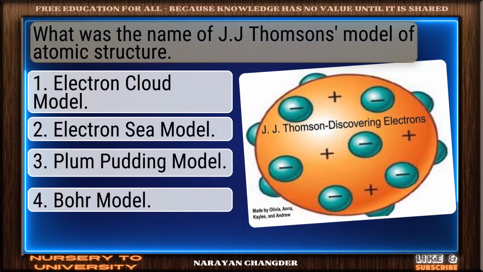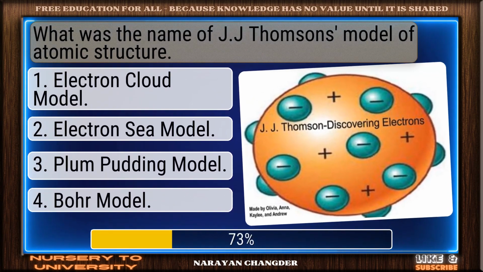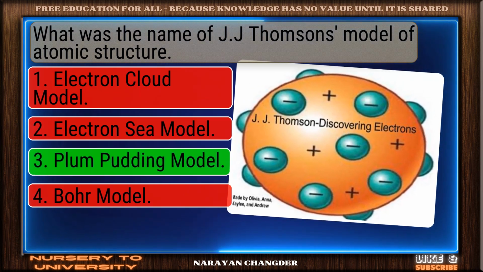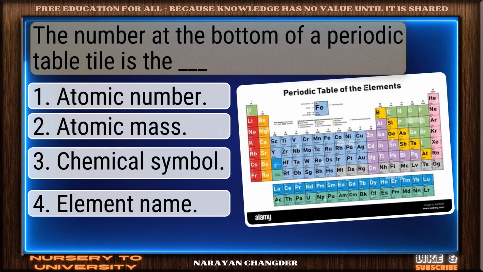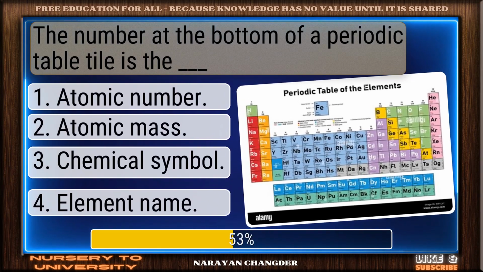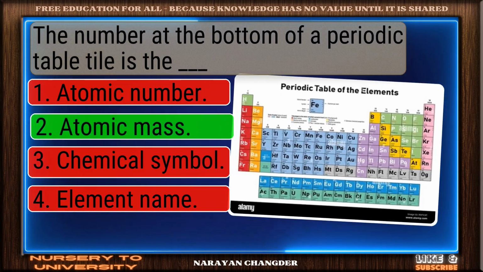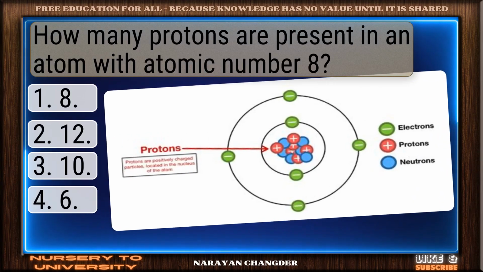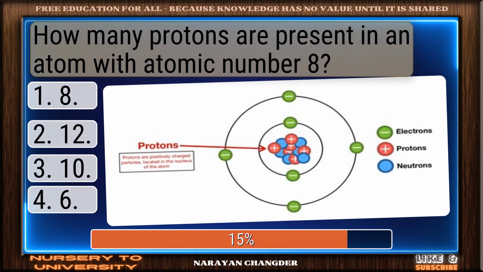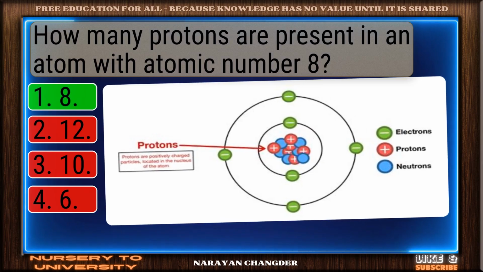What was the name of J. J. Thomson's model of atomic structure? Smart move. Plum pudding model is an accurate answer. The number at the bottom of a periodic table tile is the dash. Well picked. Atomic mass is the correct answer. How many protons are present in an atom with atomic number 8? Correct. 8 is the right answer.